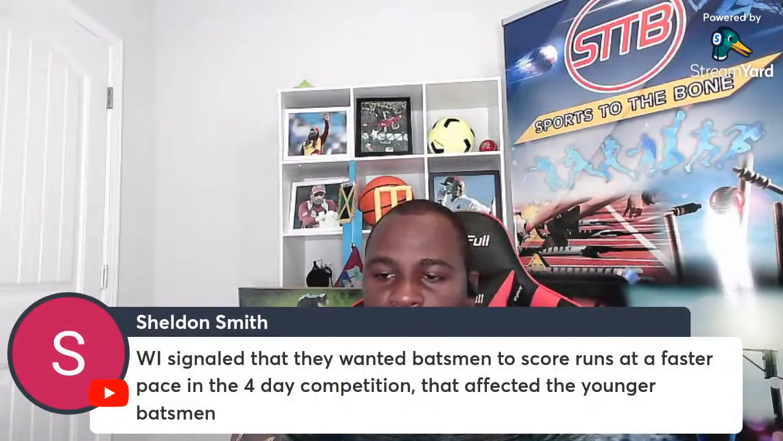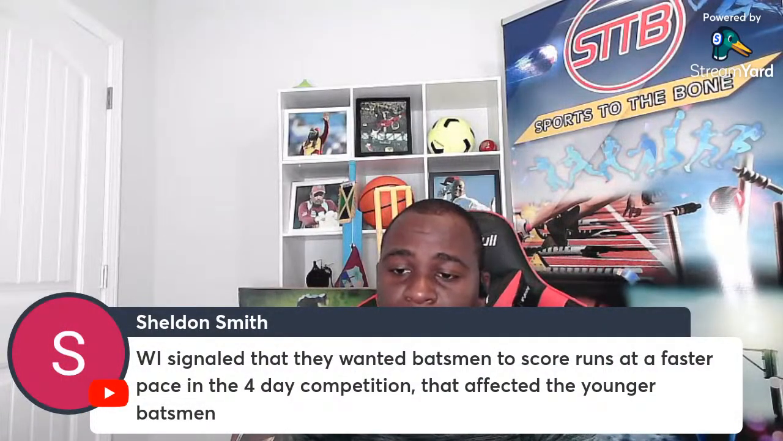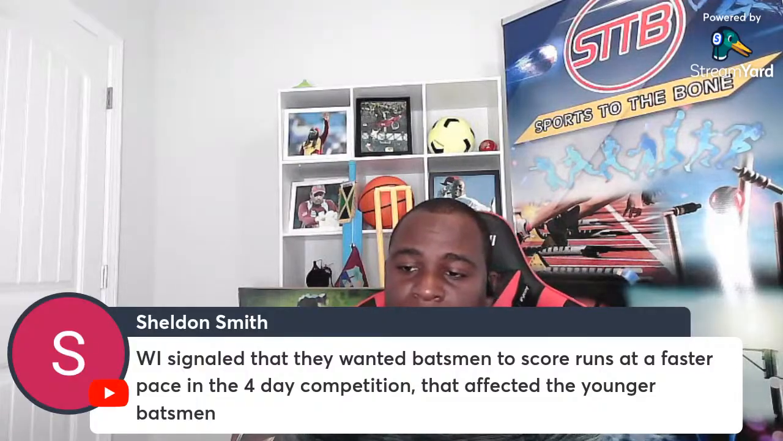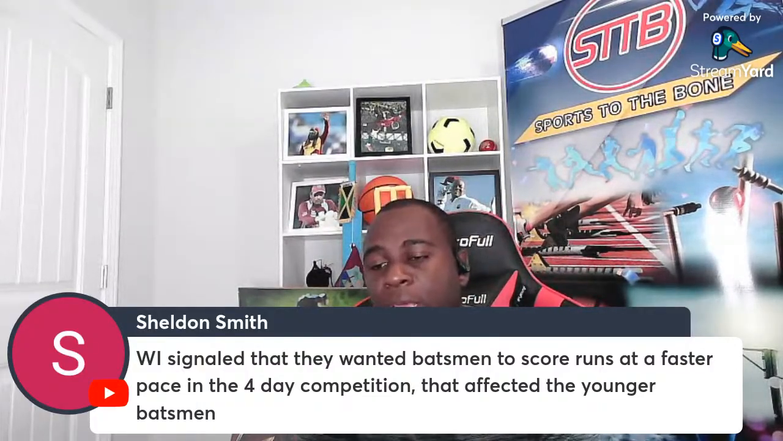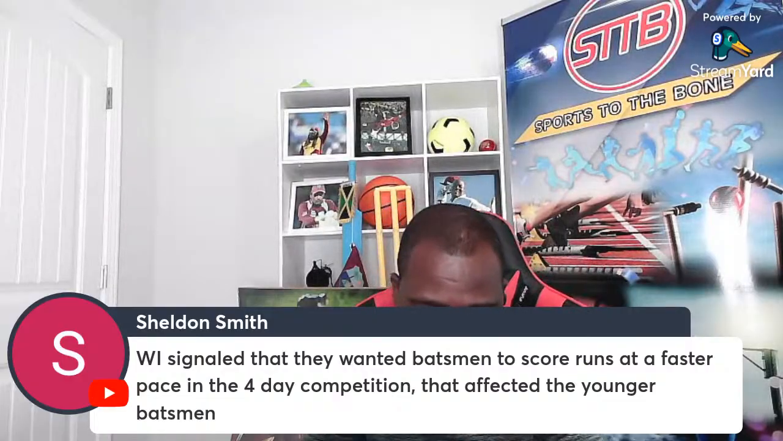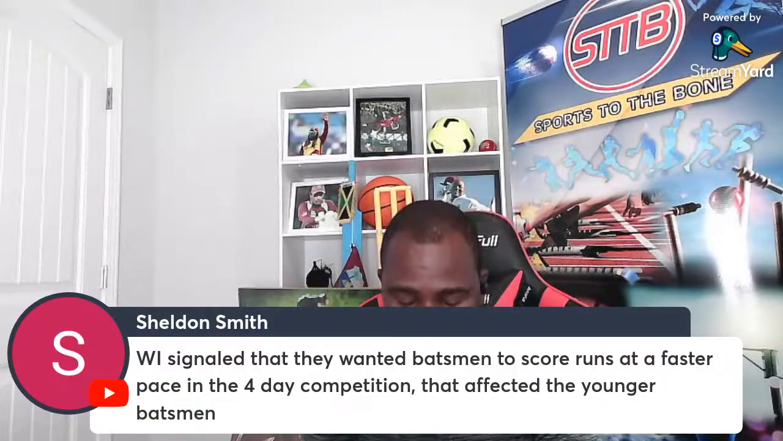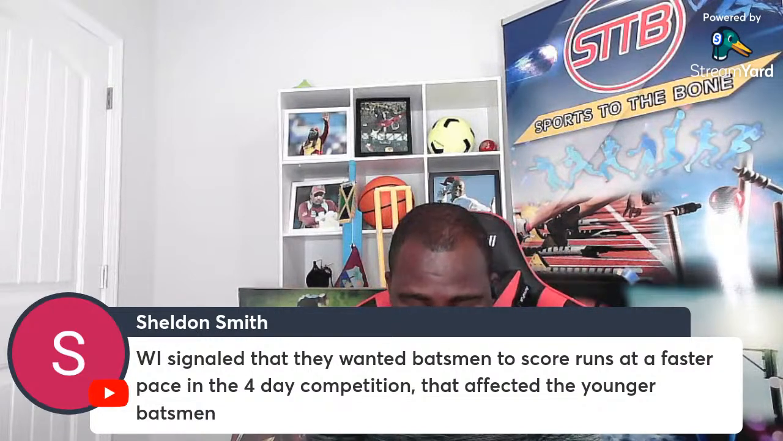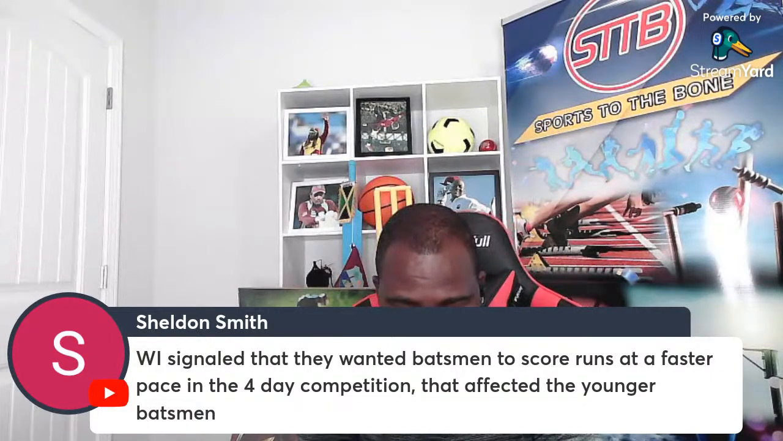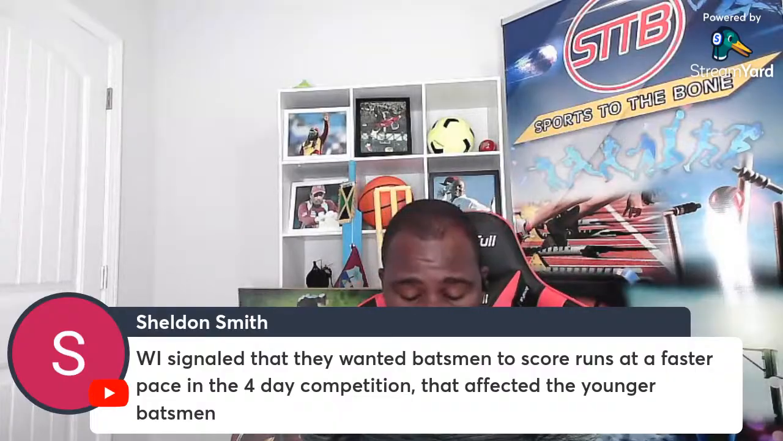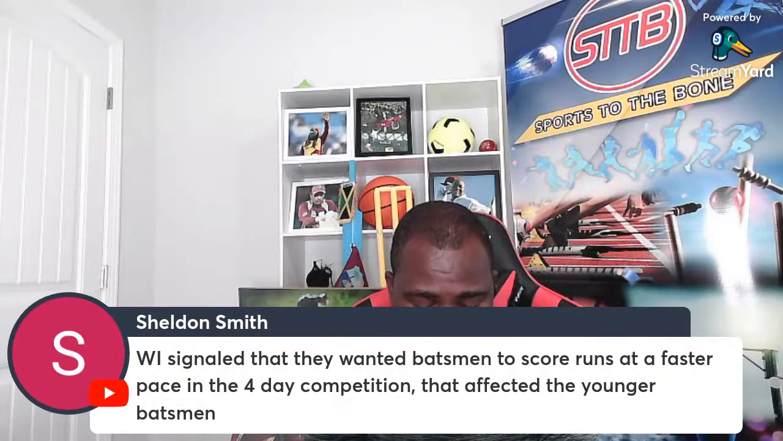West Indies signaled that they wanted batsmen to score runs at a faster pace in the 4-day competition, and that affected the younger batsmen. Yeah, they sent out information saying that if you want to play this role, you need to do this. If you score this amount of runs in the first innings, then whatever. But what they probably need to do is allow the guys to bat, because even when they come to the international level, they can't bat for long.